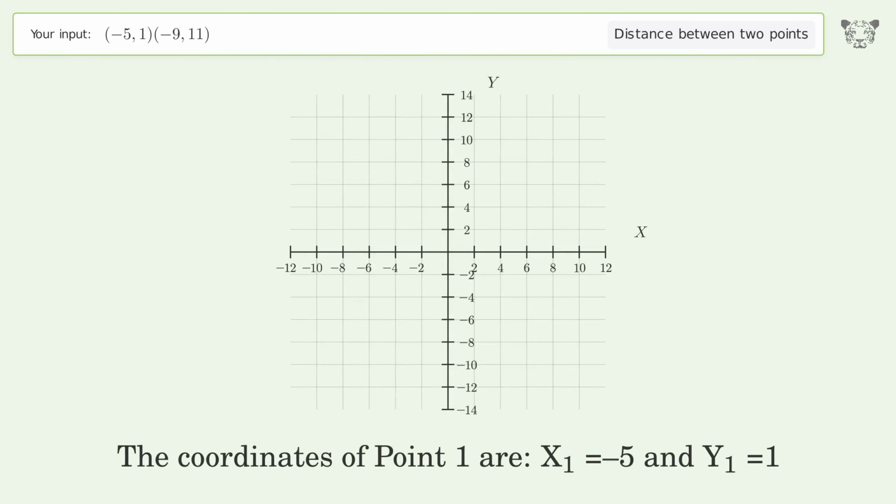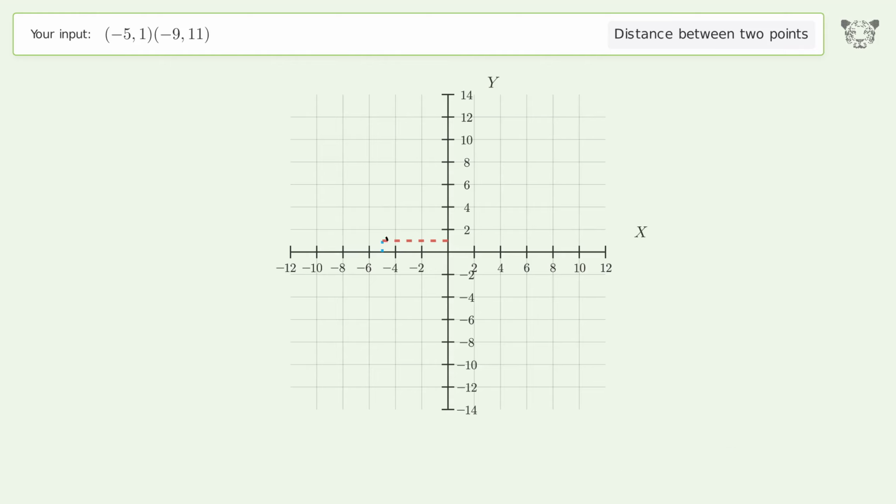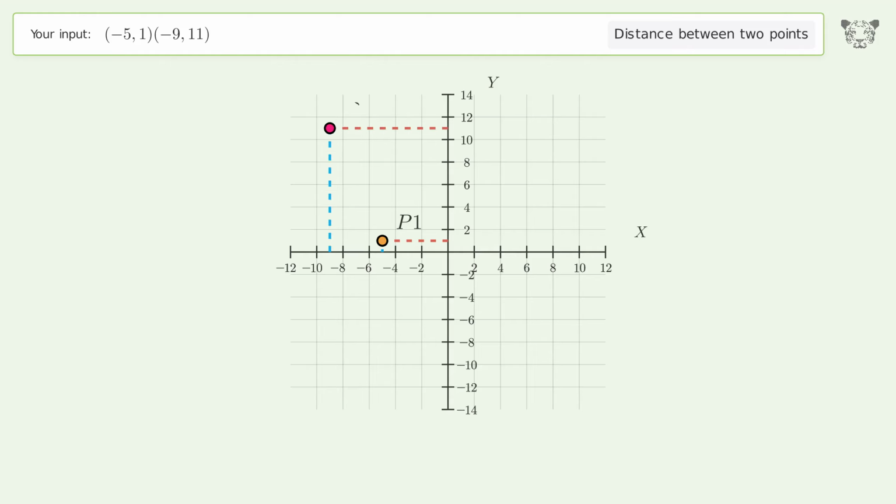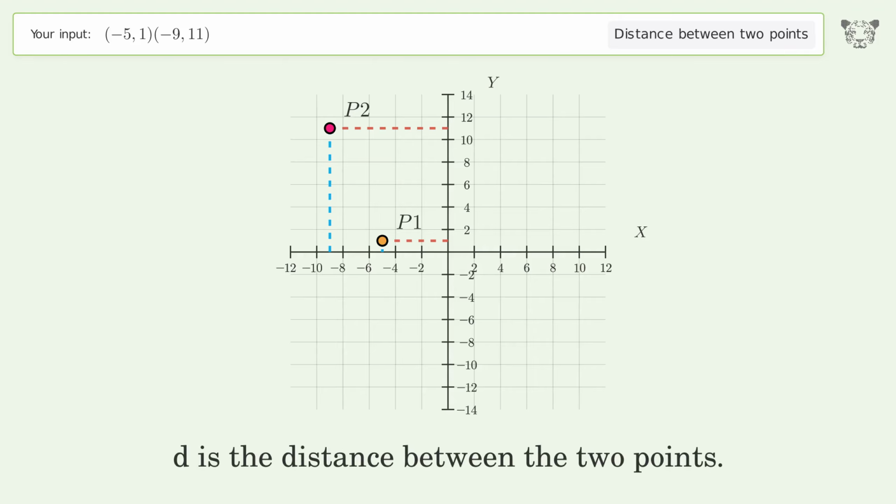The coordinates of point 1 are x1 equals -5 and y1 equals 1. The coordinates of point 2 are x2 equals -9 and y2 equals 11. D is the distance between the 2 points.